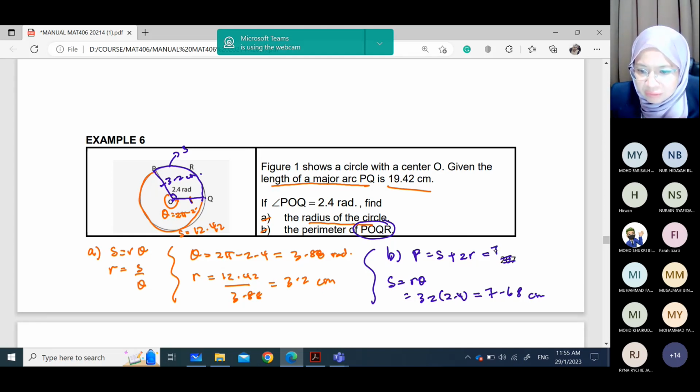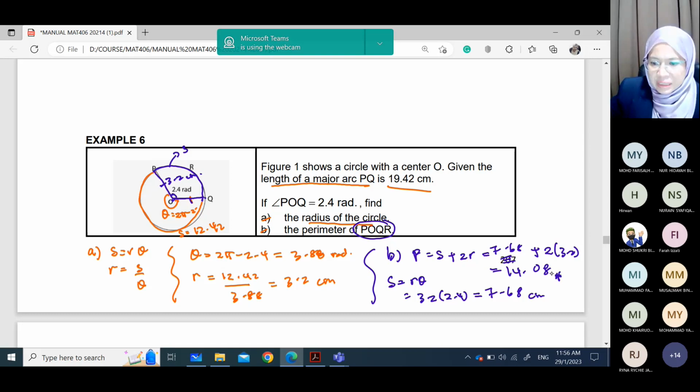So what is the perimeter? S, 7.68, plus 2 times the radius. The radius is 3.2, so the answer is 7.68 plus 2 times 3.2, which is about 14.08 cm. Okay, this is the perimeter of POQR, the blue color. Okay, can you understand?